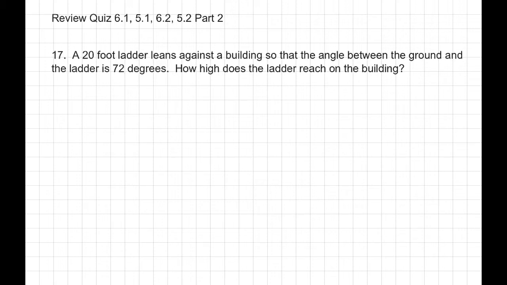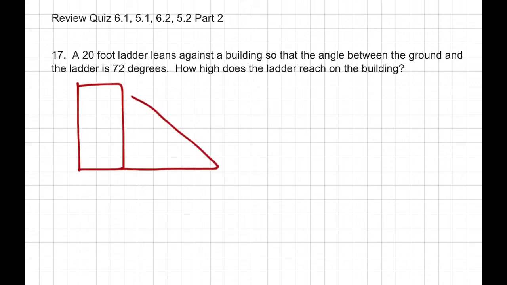I'm going to draw a picture. So here's my building, and then here's the ladder. The ladder is 20 feet long, so 20 feet goes right here. The ground, we normally say, makes a right angle with the building. The angle between the ground and the ladder is 72 degrees. We want to find out how high up the building the ladder goes.